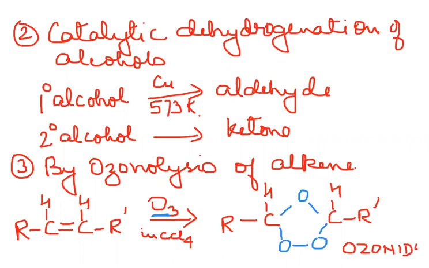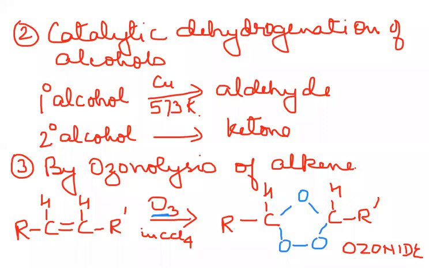Okay, this compound is called an ozonide. Now these ozonides are highly unstable compounds. They can be immediately reduced by hydrogen on palladium, or they can just be subjected to hydrolysis, whereby oxygen can be removed.